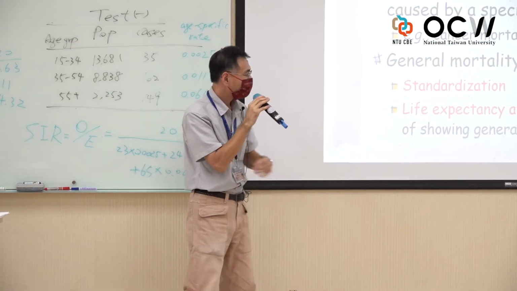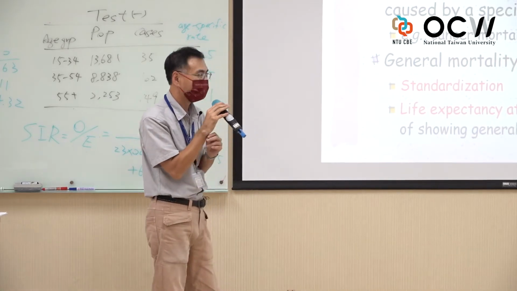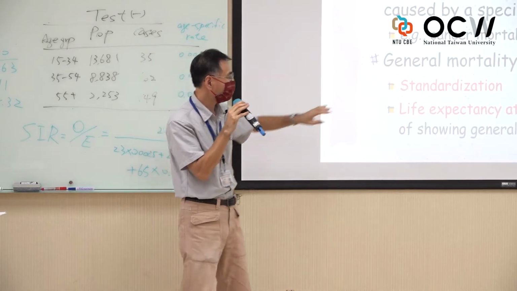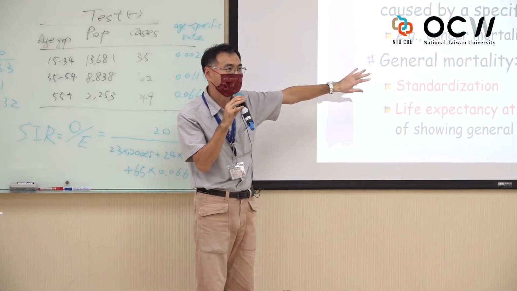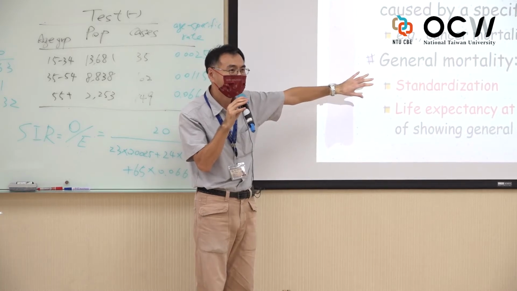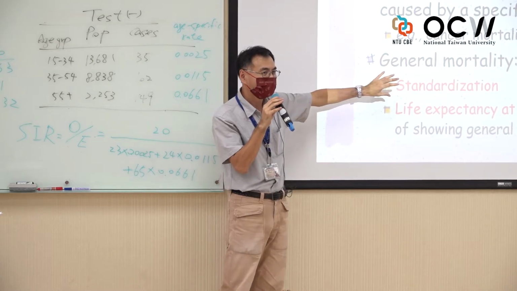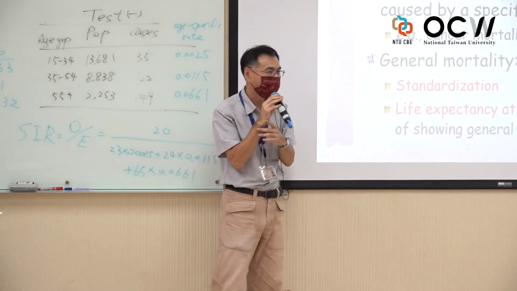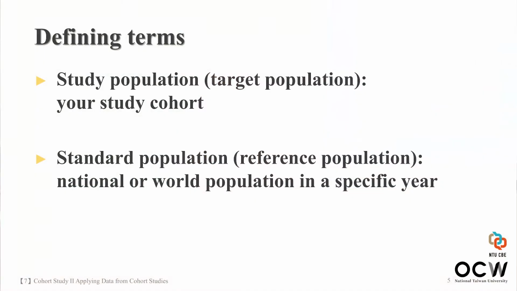Okay. And life expectancy at birth is an alternative way of showing general mortality in a single index. Now, with standardization, what we can have is a relative risk estimation, right? SIR, SRR, or SMR, standard mortality ratio, those are all relative risk estimations. Single indication. But here, life expectancy at birth is also a single indication. It's a single number. But first of all, I have to define the terms.